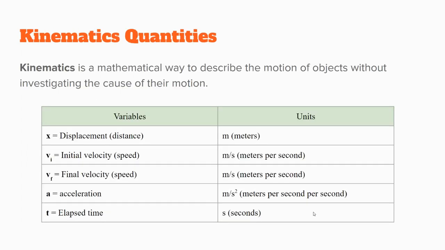So let's begin. Kinematics is a mathematical way to describe the motion of objects without investigating the cause of their motion. There are five big variables: displacement, initial velocity, final velocity, acceleration, and time. Their units are meters, meters per second, meters per second, meters per second squared, and seconds, respectively.